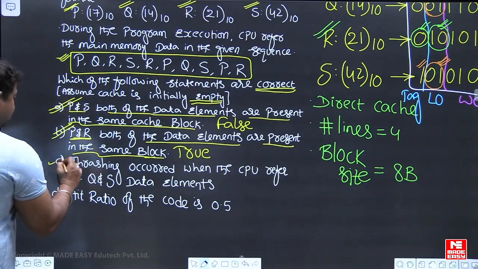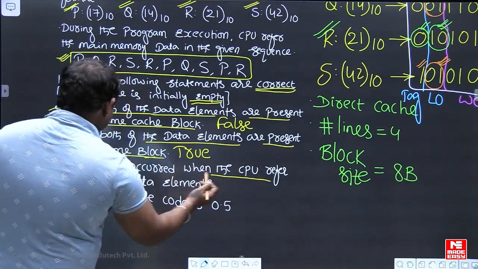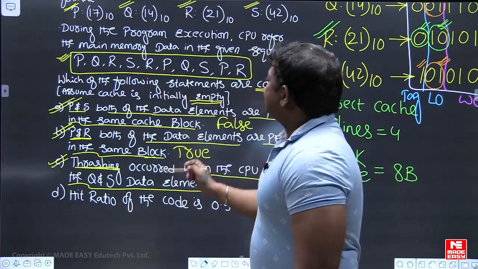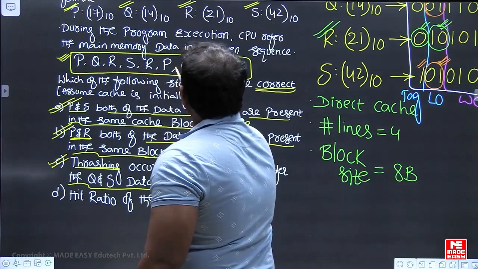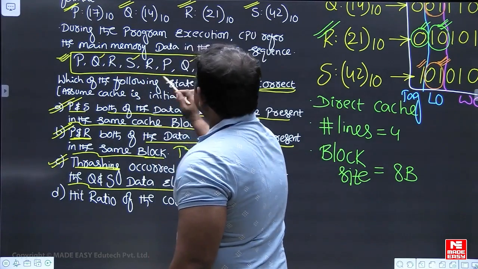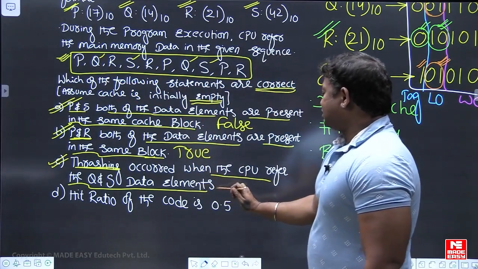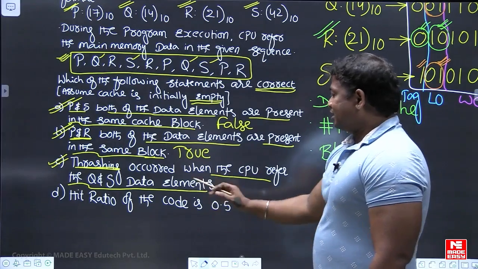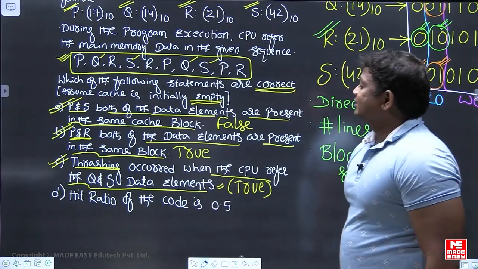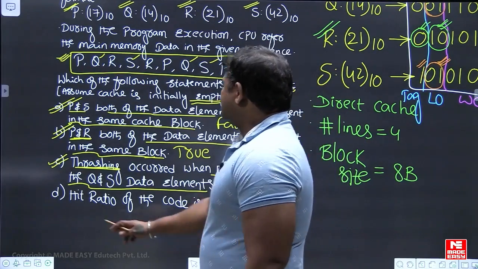Now come to the third statement. Thrashing occurred. You know thrashing. Thrashing occurs when the CPU refers to Q and S data elements. Yes, see, this is the order in this program: Q, S. When the CPU refers to Q and S continuously, there is thrashing. Yes, thrashing occurred. This is also a true statement. Very good. Then after that, the hit ratio of the program is 0.5.